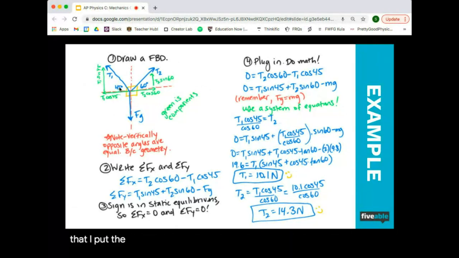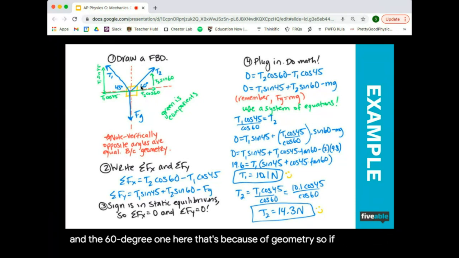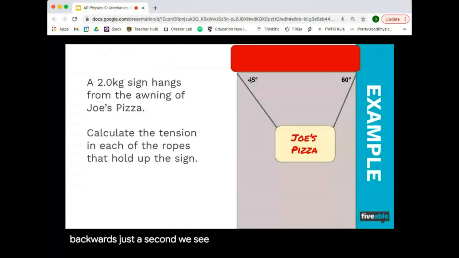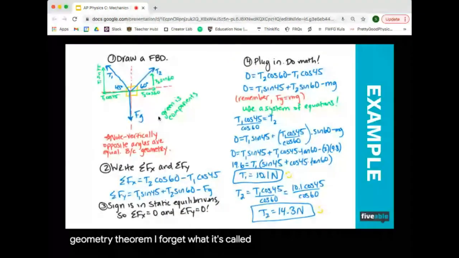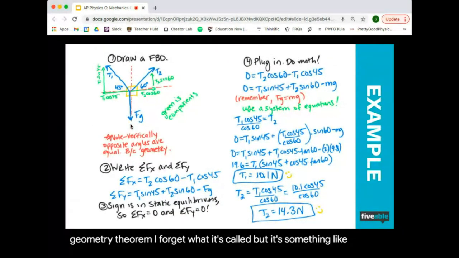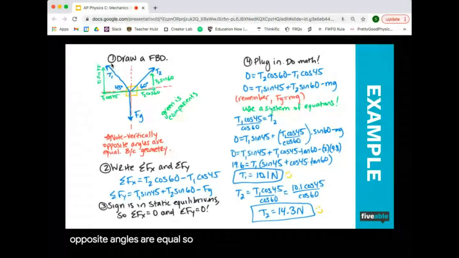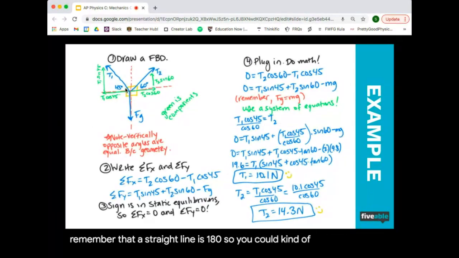You notice that I put this 45-degree angle right over on this left triangle here and the 60-degree one here. That's because of geometry. So if we go backwards just a second, we see that this is a 45-degree angle. There's a geometry theorem, I forget what it's called, but it's something like vertically opposite angles are equal. So basically, if you've got something in this corner, it's going to be equal in this corner. If you don't remember it, we do remember that a straight line is 180, so you could work your way backwards to get to this 45-degree angle here.